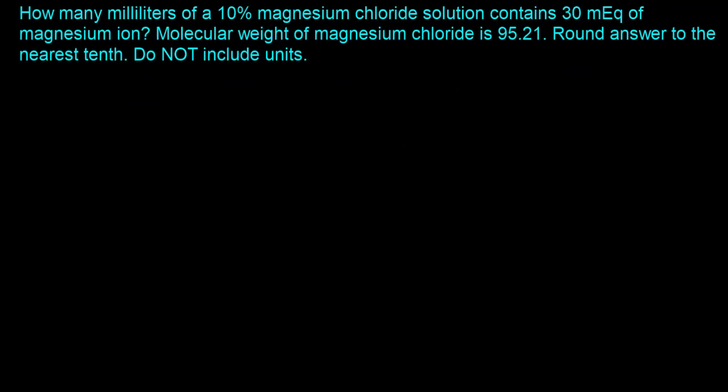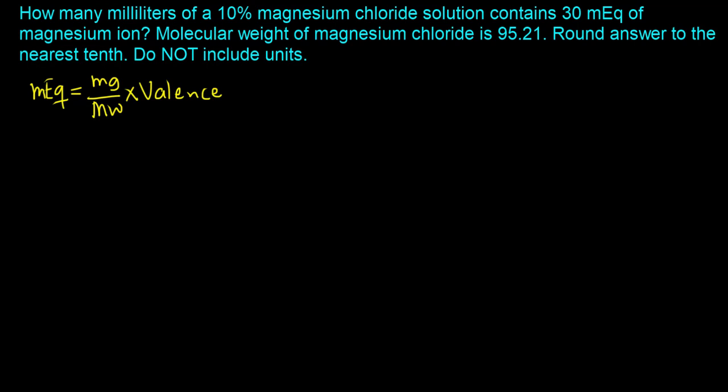And that is going to be equal to 153.85. So this question says how many milliliters of a 10% magnesium chloride solution contains 30 milliequivalents of magnesium ion. Molecular weight of magnesium chloride is 95.21. Round answer to the nearest tenth. Do not include units. So here, the goal is to find the volume of a 10% magnesium chloride solution which contains 30 milliequivalents of magnesium ion. So what we want to do is start off with the equation, which says milliequivalents is equal to the weight of substance in milligrams divided by the molecular weight times the valence.